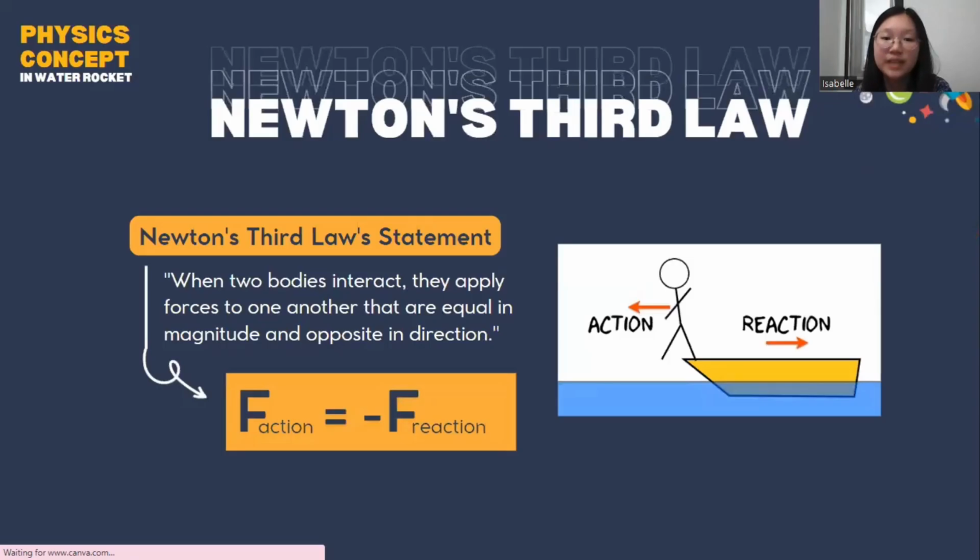So the first concept is Newton's third law. Newton's third law states that when two bodies interact, they apply forces to one another that are equal in magnitude and opposite in direction. The formula for Newton's third law is F action equals minus F reaction. And this is the illustration.